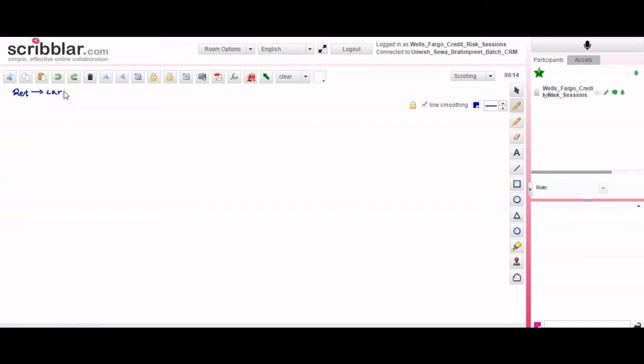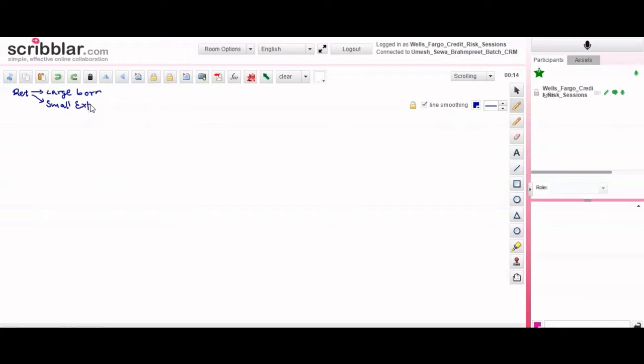And the second is that the exposure of each of the borrowers is very less. Right? So it's very small exposures. It's a very small exposure.